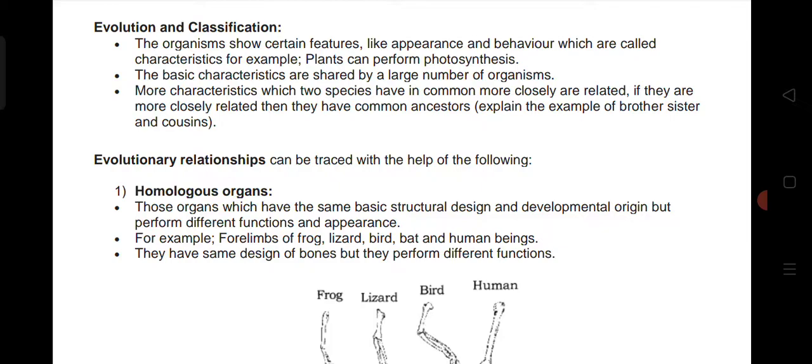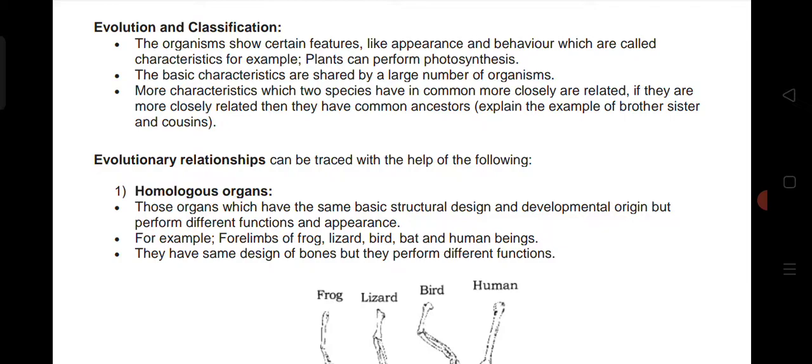The two species have common ancestors, right? Because they are closely related, and if they are more closely related then they are said to have common ancestors, as they have characteristics which are common between them. The evolutionary relationships can be traced by the following terms.